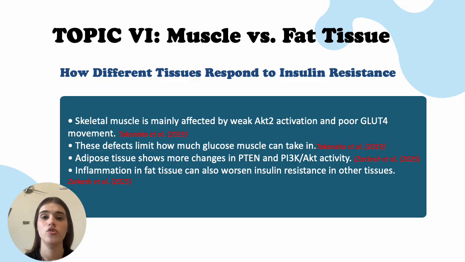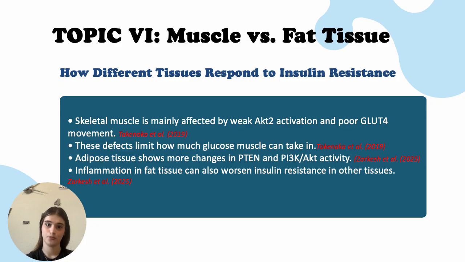Nagata et al. 2019 showed how quickly muscle loses glucose uptake when AKT2 drops. However, on the other hand, in fat tissue, PTEN levels and inflammation are more of the issue. And Starkage et al. 2025 found that those fat tissue changes actually spread and make insulin resistance worse in other tissues too.